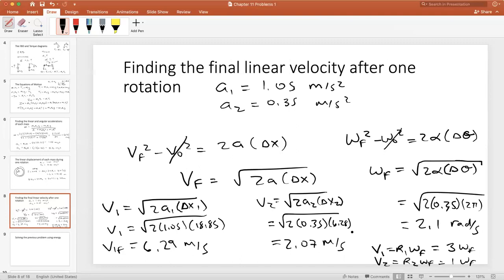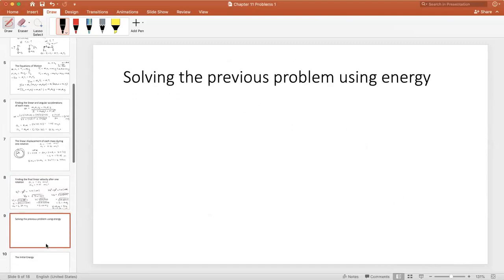So that's a lot of work that actually goes into determining what the final velocity for V1 and V2 were and what the final omega was. Like we learned when we did energy, we can do this with energy. We need to think a little bit harder, but the math is much easier. So let's solve this problem using energy.